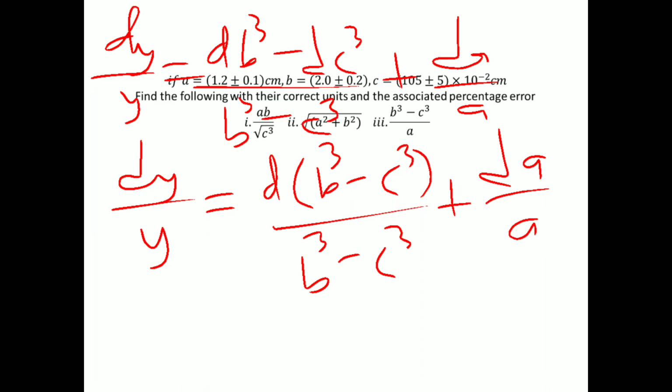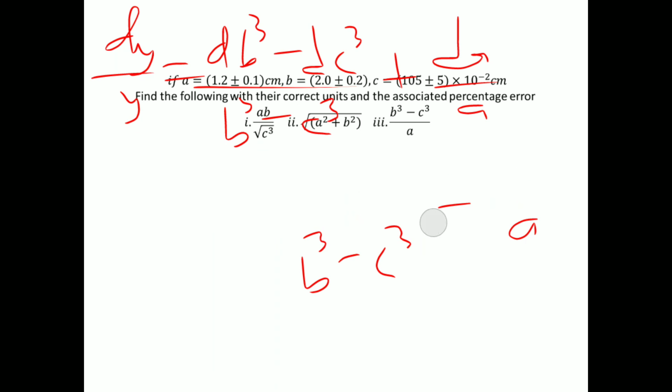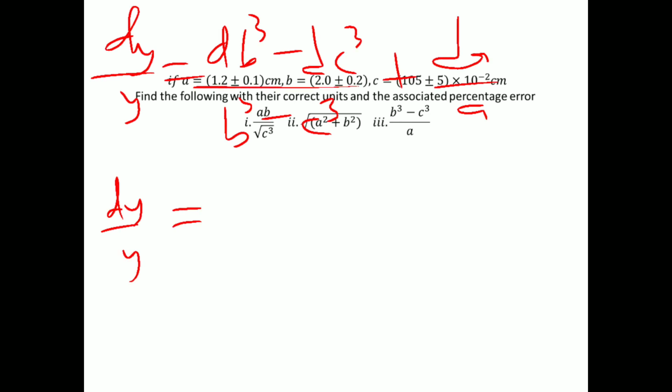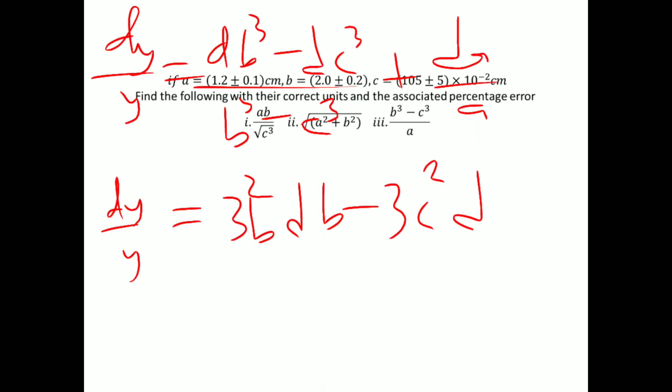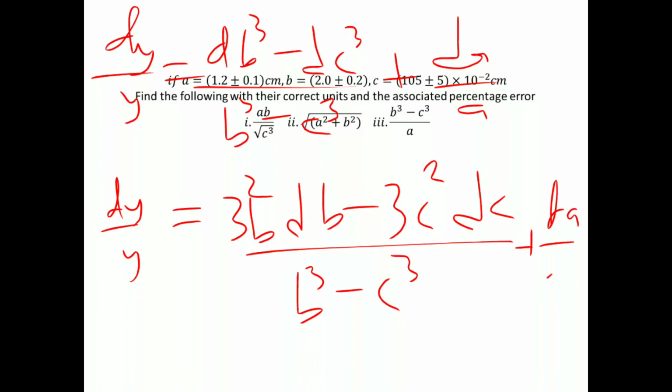Okay, so we can still do something here. What is error in b cube? I think I've shown us that we can say dy over y is equal to error in b cube means 3b squared times error in b, after differentiating b cube, that's a way to go about that. Then minus error in c cube should be 3c squared, then dc, all over b cube minus c cube, plus of course error in a over a.